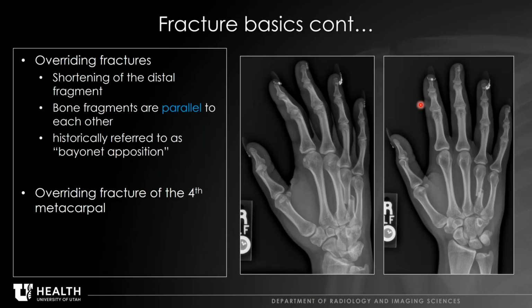Other things that we discuss in fracture is overriding fractures. So that's a shortening of the distal fragment, but not impacted or telescoped into the adjacent bone. So these bone fragments are parallel to each other, and we sometimes describe these as like a bayonet apposition. So on this example here, we have a fourth metacarpal fracture, and it's an overriding fracture and bayonet apposition. And when we say bayonet, that's like the bayonet at the end of a gun. So that it's offset but parallel to each other.